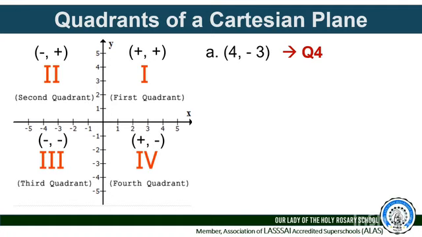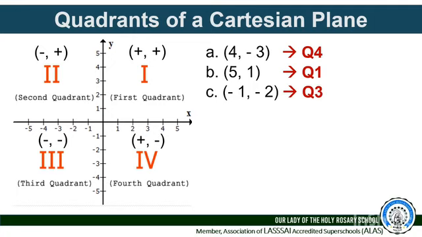It means that, in case you will start plotting your points, doon nyo sa area ng quadrant 4 makikita yung inyong point. Okay? Another example, (5, 1). So the value of x is positive and the value of y is positive. They are both positive. Therefore, they belong to quadrant 1. Third one, (-1, -2). So they are both negative. They belong to quadrant 3.